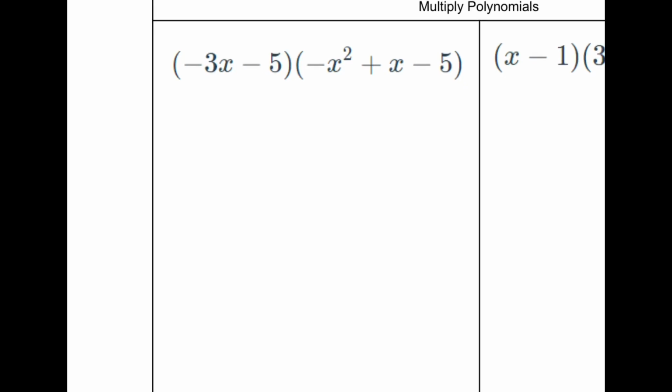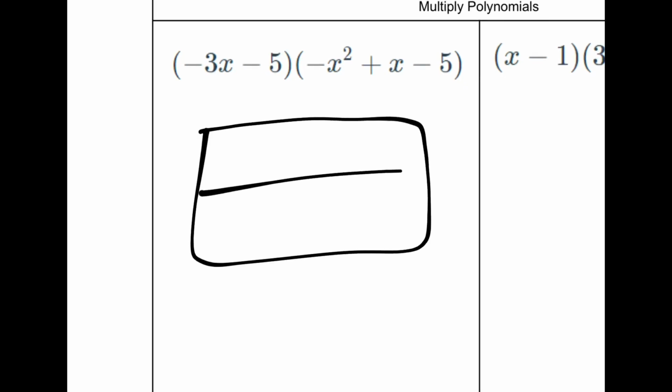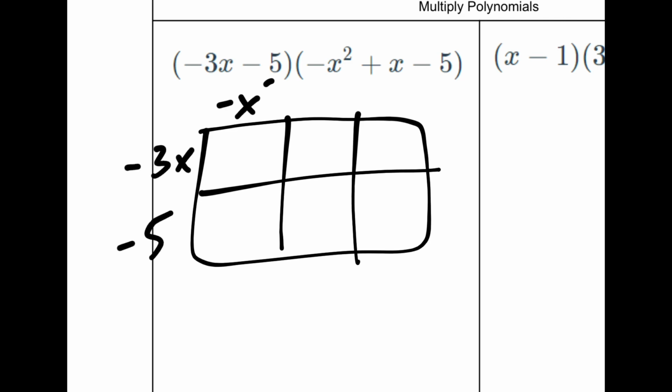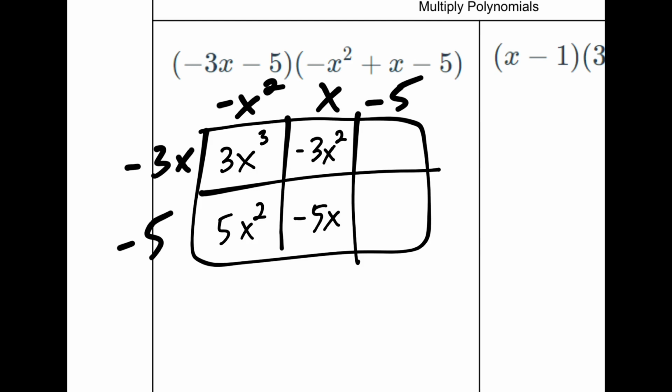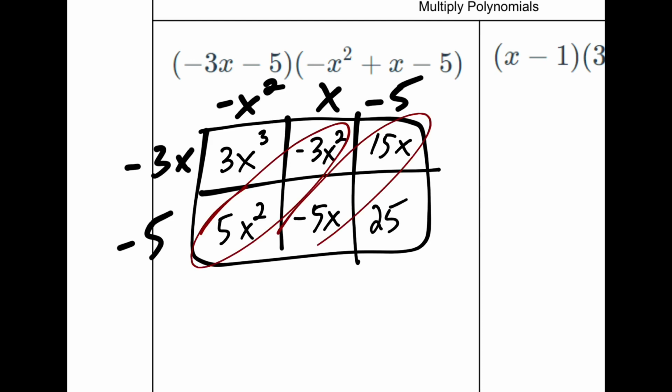The final type of problem is one like this, where we create a 2 by 3 box. And it works very similarly. We have our negative 3x and our negative 5, we have our negative x squared, we have our x, we have our negative 5. We still multiply rows by columns, so this turns out to be 3x cubed. This turns out to be 5x squared. This turns out to be negative 3x squared, negative 5x, 15x, and 25. And we still combine like terms on this diagonal, like this. So our final result will be something like 3x cubed plus 2x squared plus 10x plus 25.